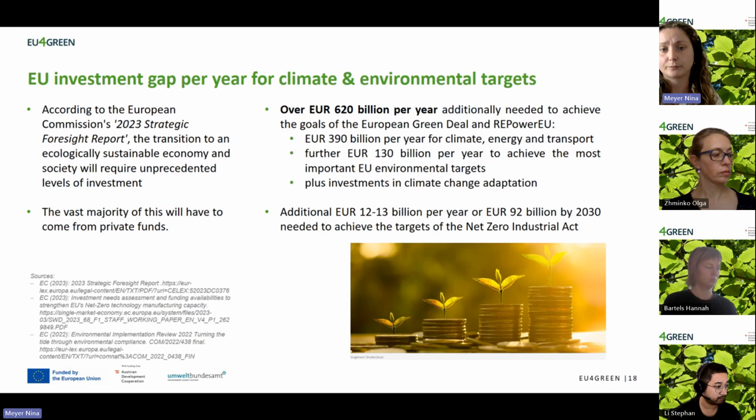According to the Strategic Foresight Report, we are going to need around 620 billion euros a year additionally to achieve the goals of the European Green Deal and to RePowerEU. That would be around 390 billion per year for climate, energy and transport, and a further 130 billion per year to achieve the most important EU environmental targets. And then there's even more money needed for climate change adaptation, basically to prepare for the consequences of climate change that cannot be avoided anymore.